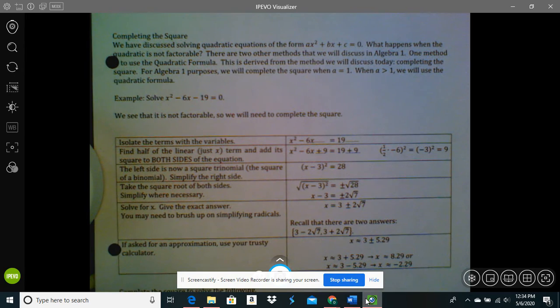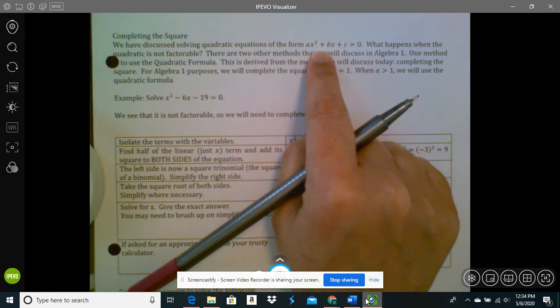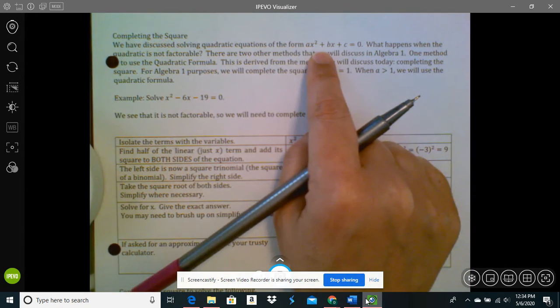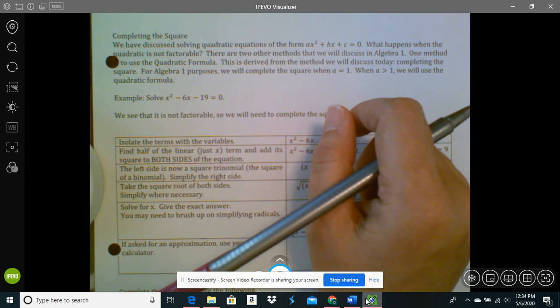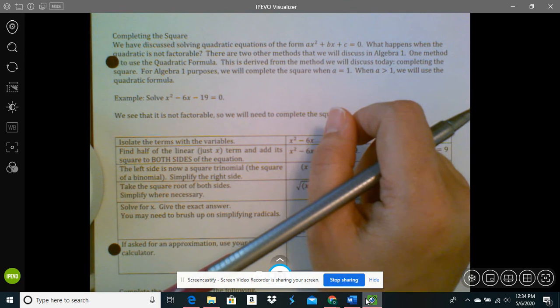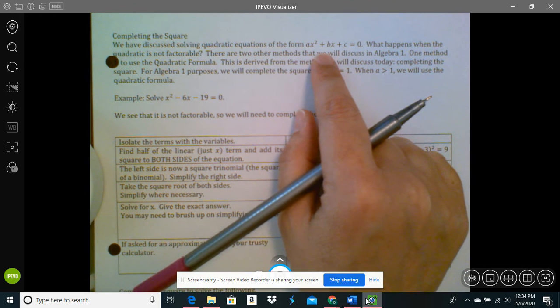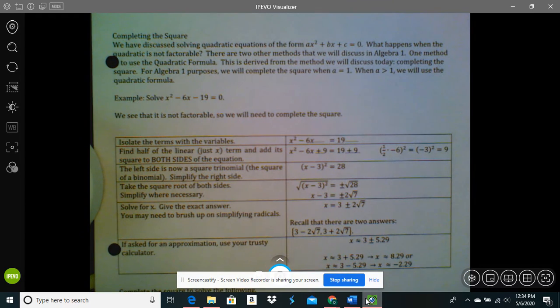All right, so we've discussed what happens when you can split the middle or use product sum. There are two other ways to solve. Today we'll talk about completing the square, and then on Thursday we'll talk about our final lesson, which will be the quadratic formula.